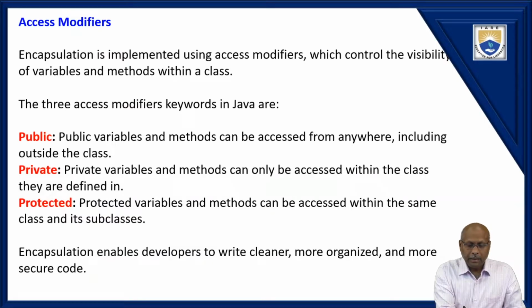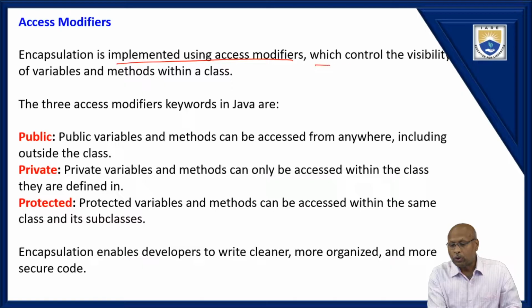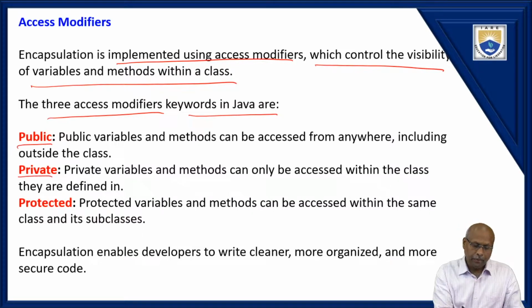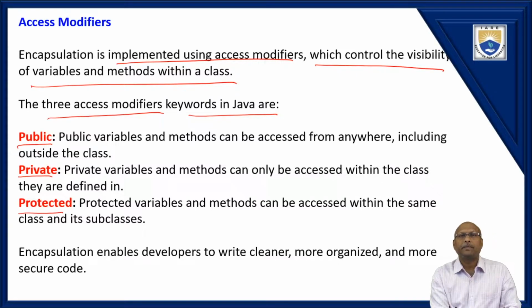So encapsulation is implemented using access modifiers, which control the visibility of variables and methods within the class. There are three access modifiers used. There are three different types of keywords used in Java: the public keyword, the private keyword and the protected keyword. These are the three important keywords in Java to protect the data from outsiders.